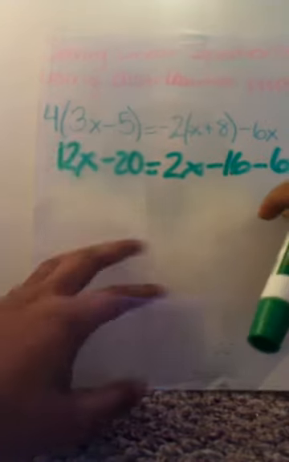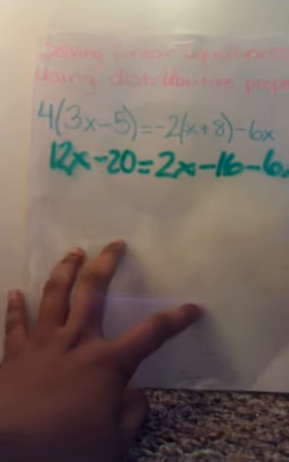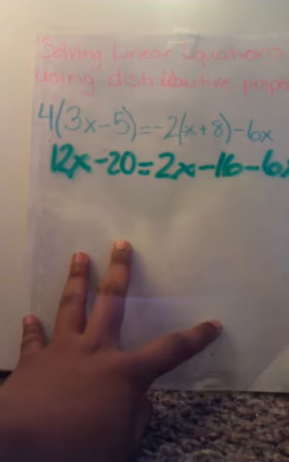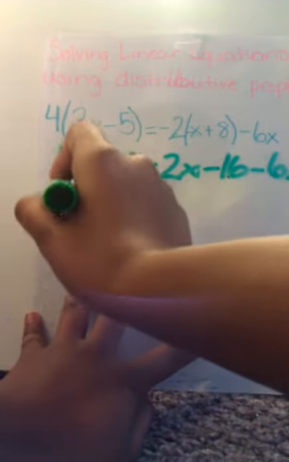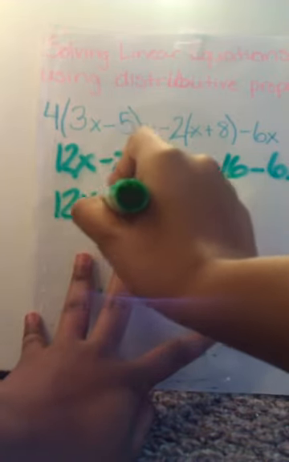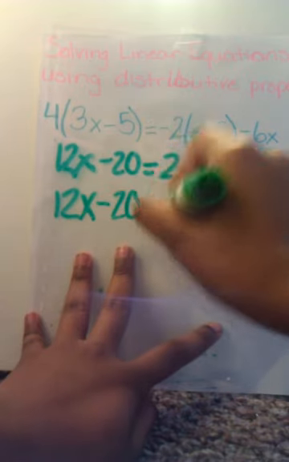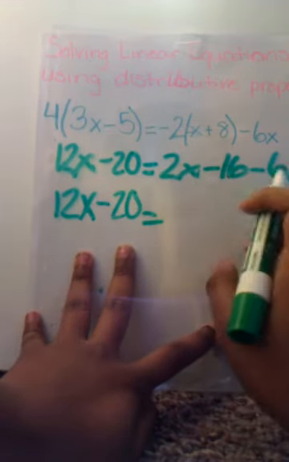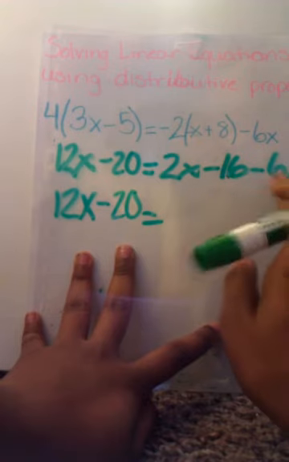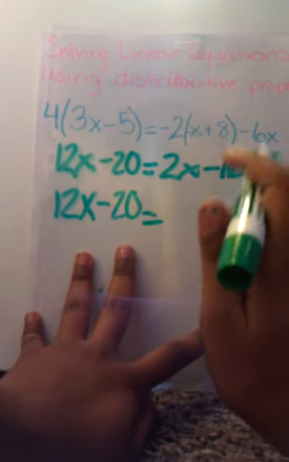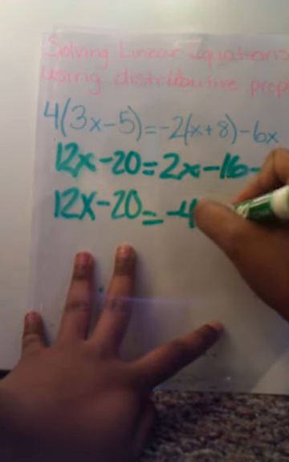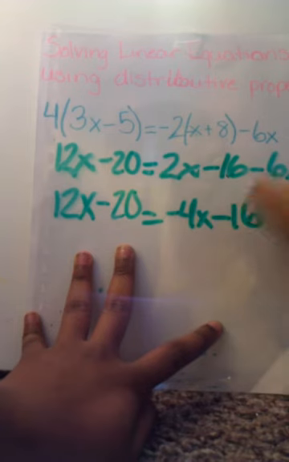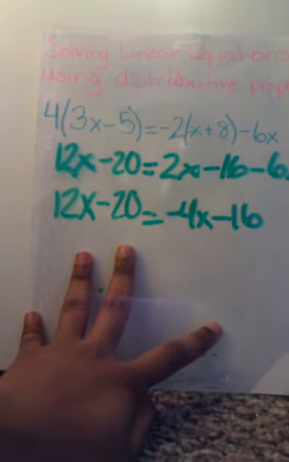Okay? So now we have 3 different variable terms in the equation, which is not right. So what we do is we combine like terms. There's nothing to combine over here, so we leave that the same. Then over here, we have 2x and negative 6x. We can combine these two terms because they're the same type of term, a number with a variable. So 2x minus 6x is negative 4x, minus 16.